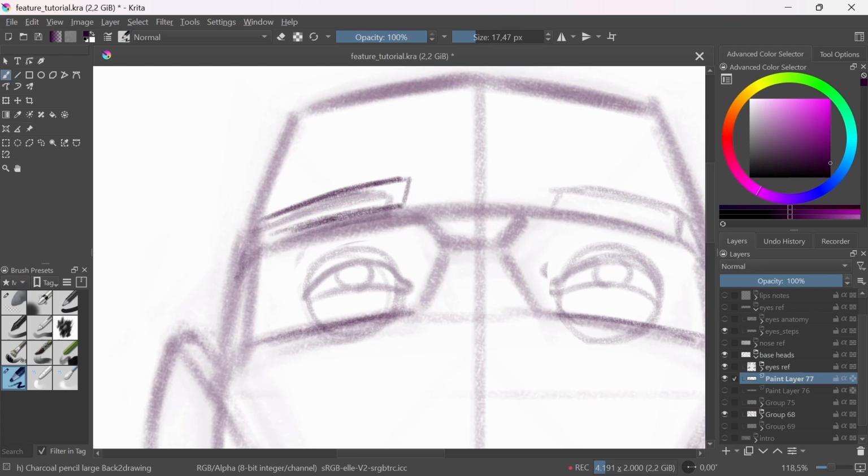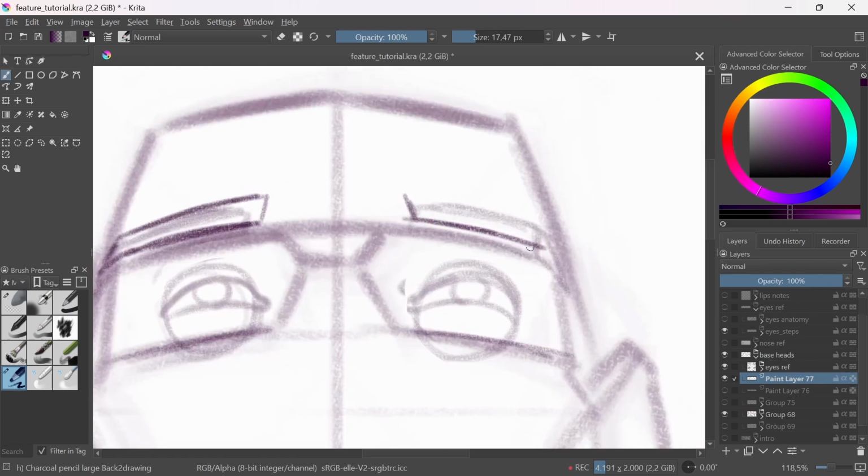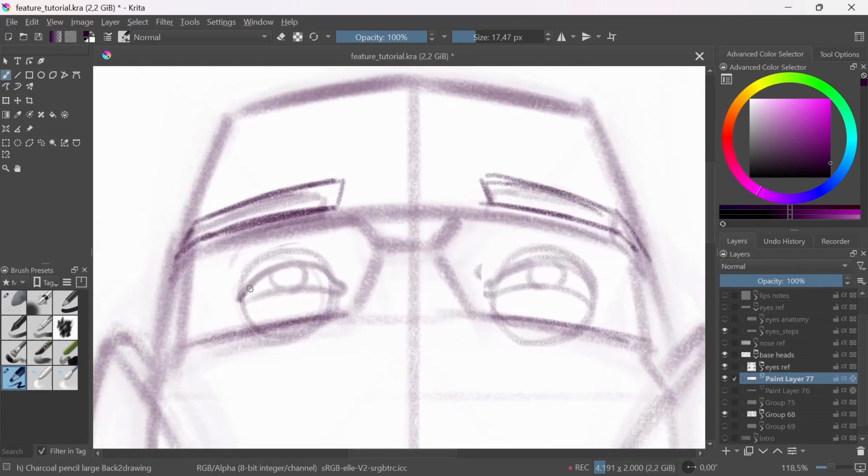So we have the eyebrow like that. Then we have the other eyebrow like this, and then we have the upper eyelid, lower eyelid. Similar here. You can see the curve is just curving around the ball.